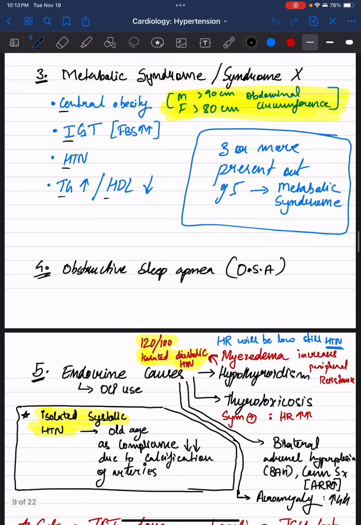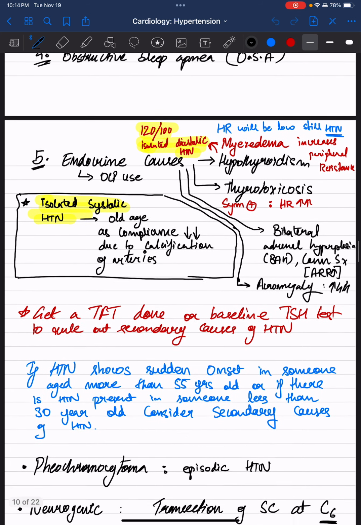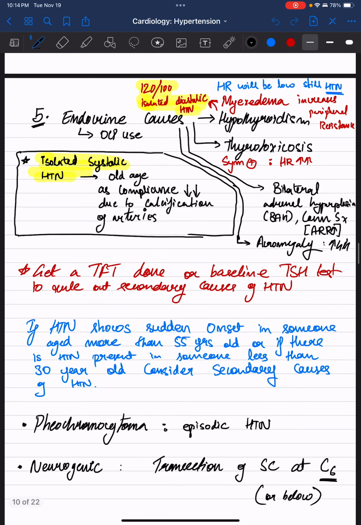And metabolic syndrome is a secondary cause of hypertension. And obstructive sleep apnea, or OSA, is also a secondary cause of hypertension. Then there are also endocrine causes like OCP use, hypothyroidism, thyrotoxicosis, bilateral adrenal hyperplasia, or Conn syndrome, in which the aldosterone renin ratio increases, and acromegaly, in which the growth hormone increases.